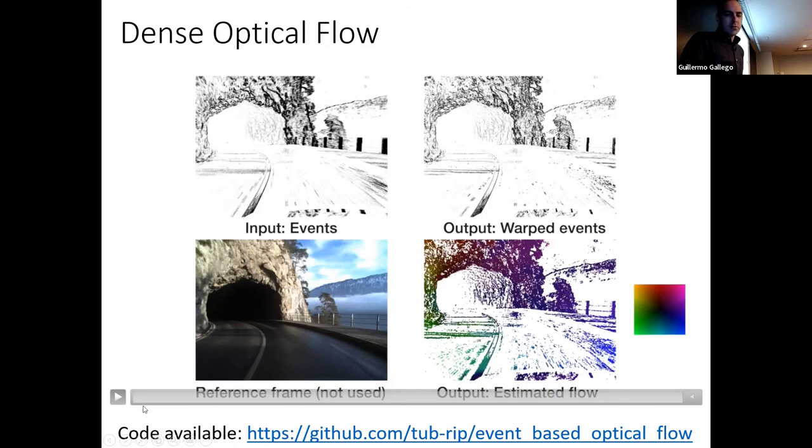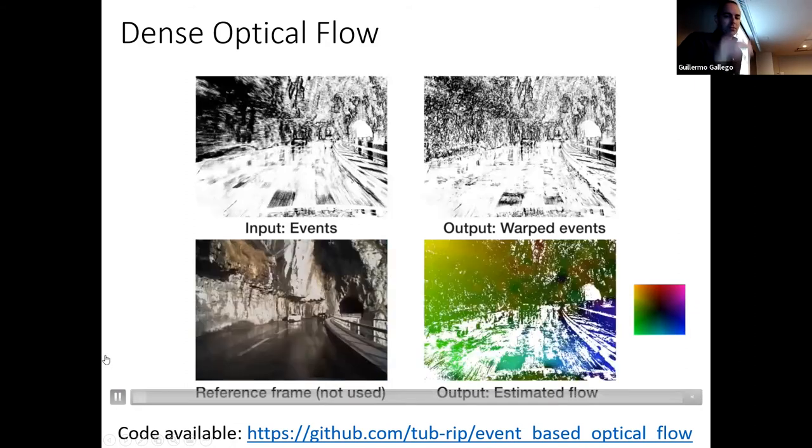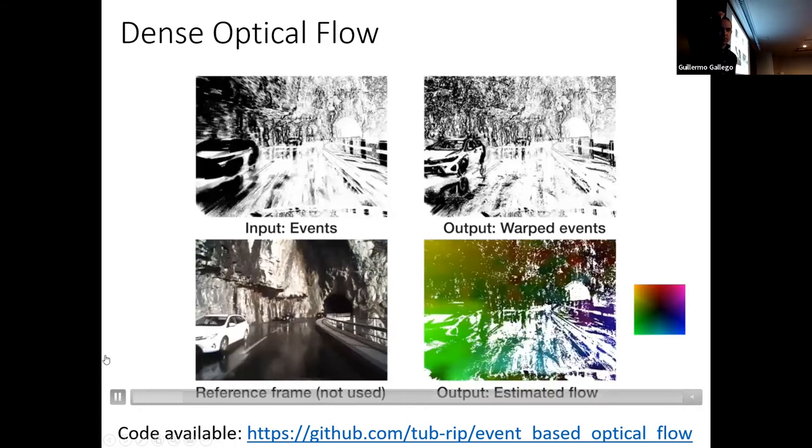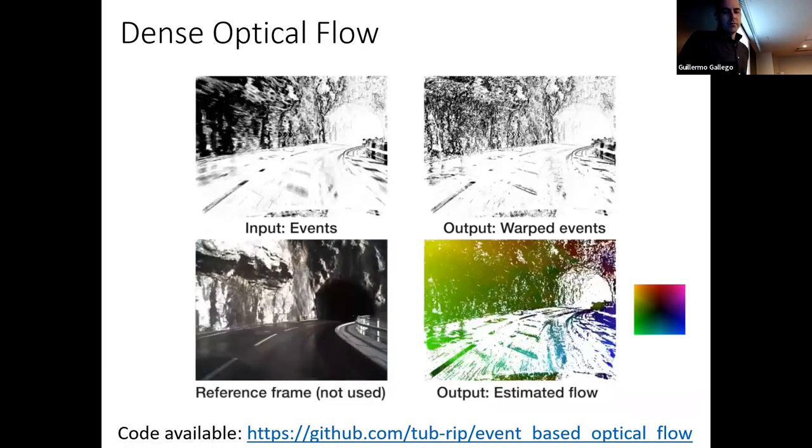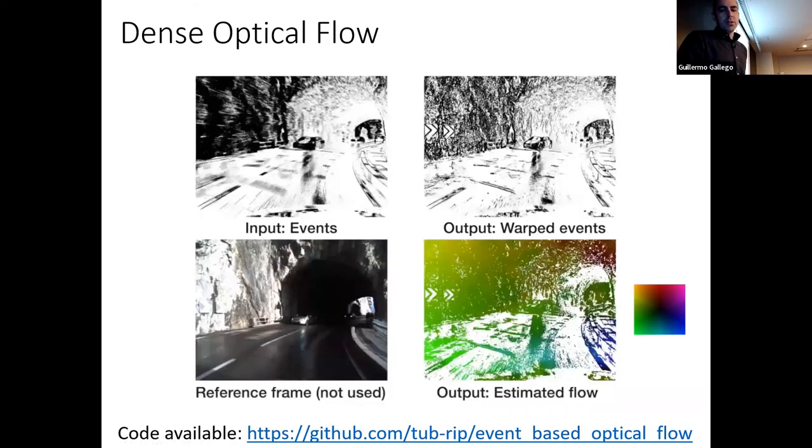So in every pixel, if we play it again, we have a color, and the color represents kind of like the motion, apparent motion on the retina.